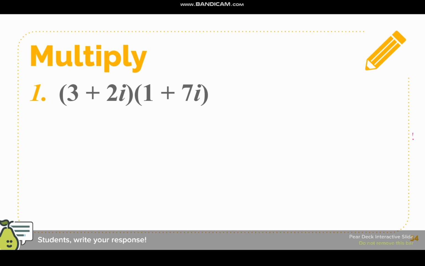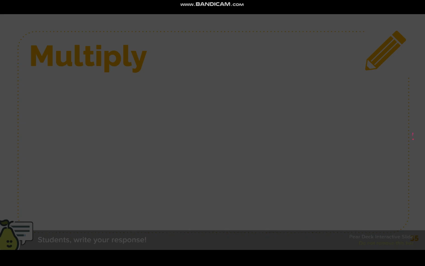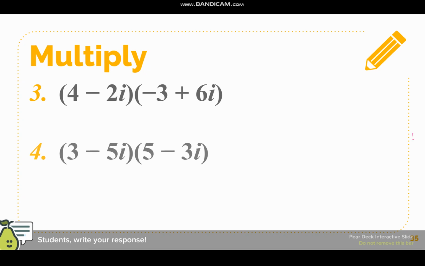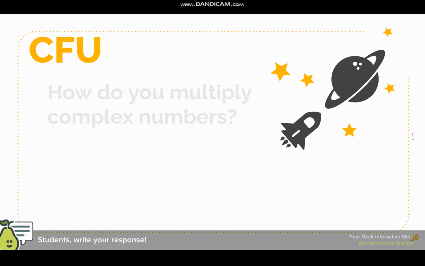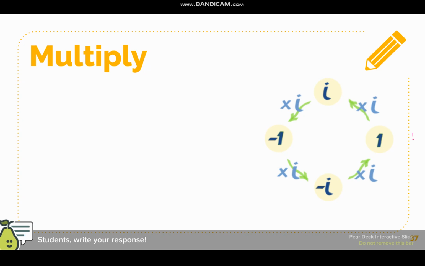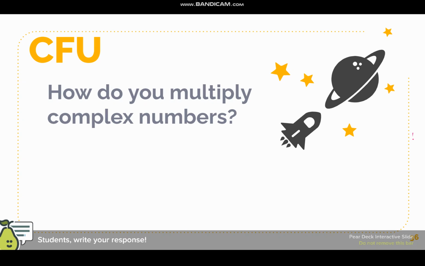So what I need you to do then is to multiply these examples. There are 4 questions that you are supposed to multiply, and then I need you to answer the question, how do you multiply complex numbers? This again has to be in full sentences, or you can use mathematical symbols to explain how you would multiply complex numbers.